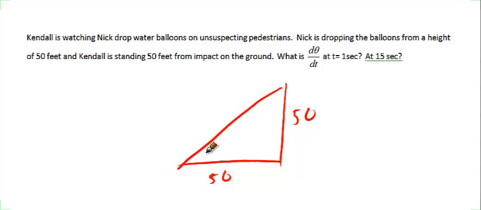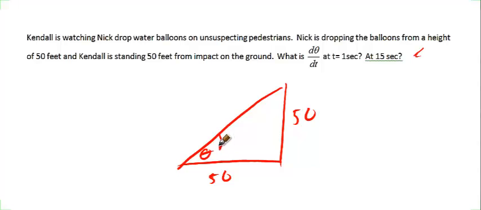And we have to figure out how fast this angle that you're watching them is changing at 1 second or at 15 seconds. Well, just so you know, from 50 feet, you're going to hit the ground before 15 seconds. So that's a little bit of a trick. If it's on the ground, the rate of change is going to be nothing. Now, a couple things to note before we start the problem is whether the change in theta over time should be positive or negative.